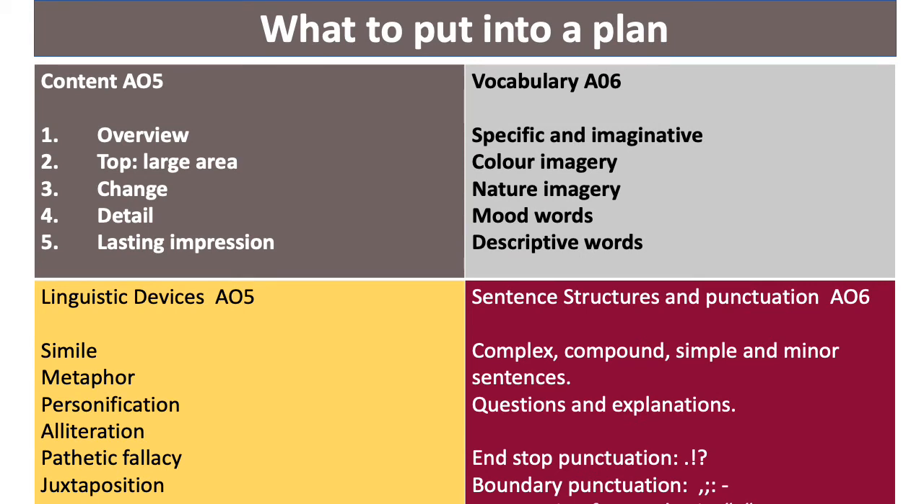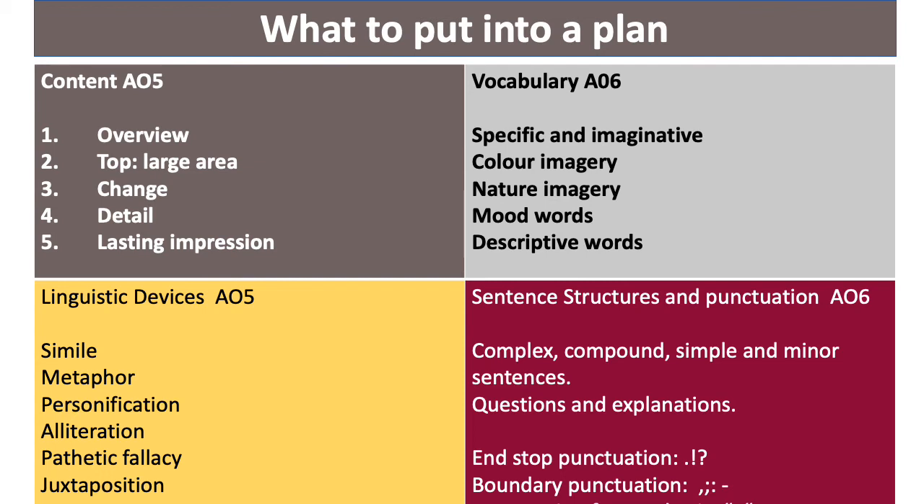So once you've thought about AO5, which order you're going to place your description in, and which linguistic devices you're going to use to draw your reader into your description, now you want to start thinking very specifically. Adventurous, imaginative choices of vocabulary should enter at this stage. So if you can see the example on the right hand side under vocabulary, you have colour imagery.